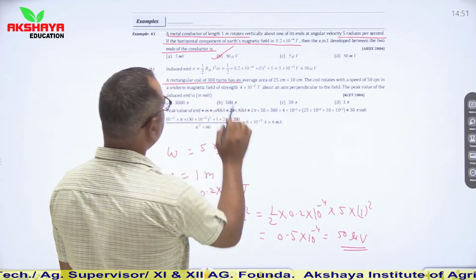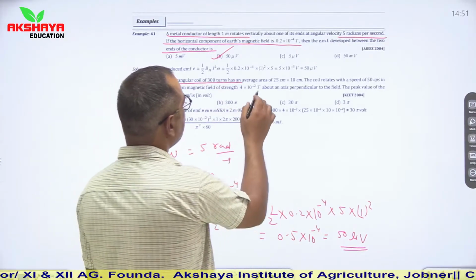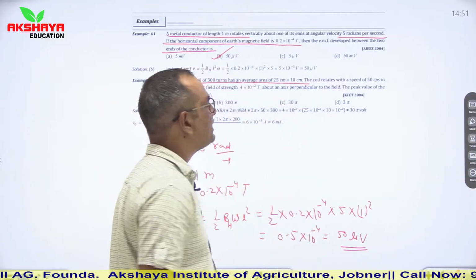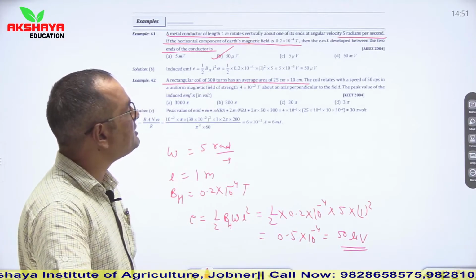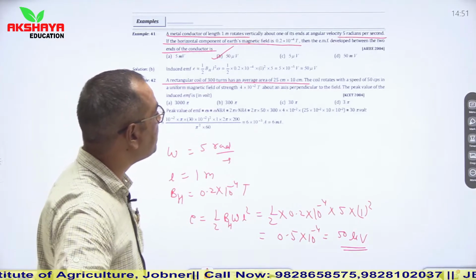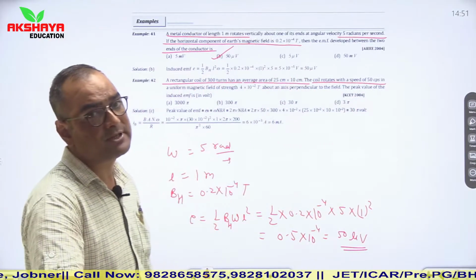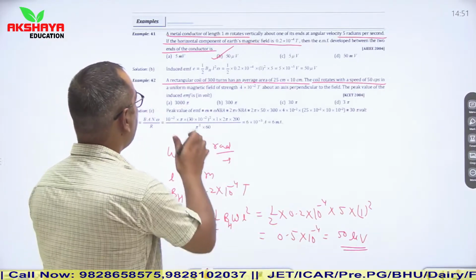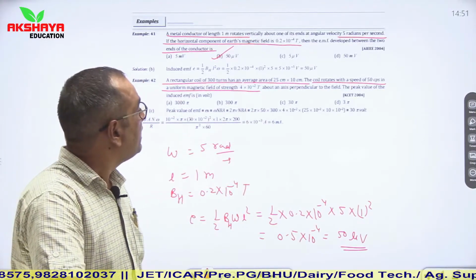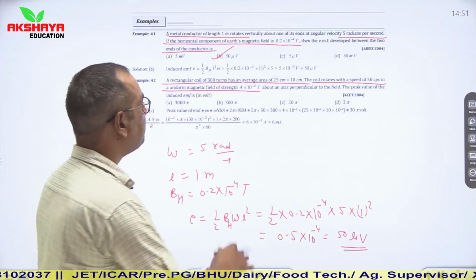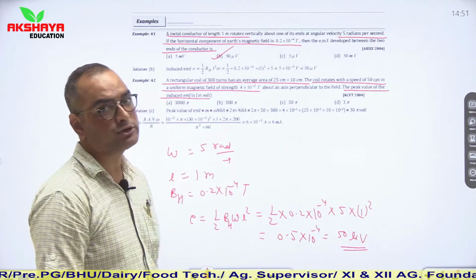Similarly, next question. A rectangular coil of 300 turns has an average area of 25 centimeter into 10 centimeter. The coil rotates with a speed of 50 CPS. 50 CPS means 50 cycles per second in a uniform magnetic field of strength 4 into 10 to the power minus 2 Tesla about an axis perpendicular to the field. Here we have to calculate the peak value of induced EMF.